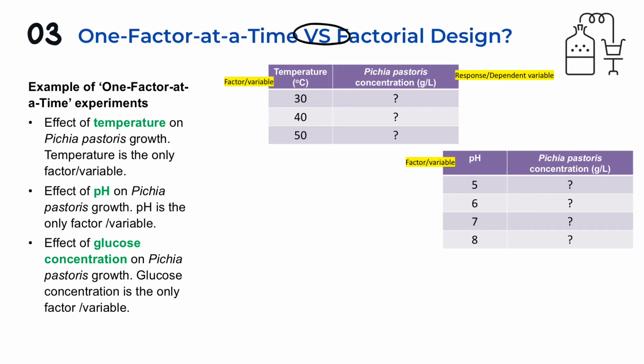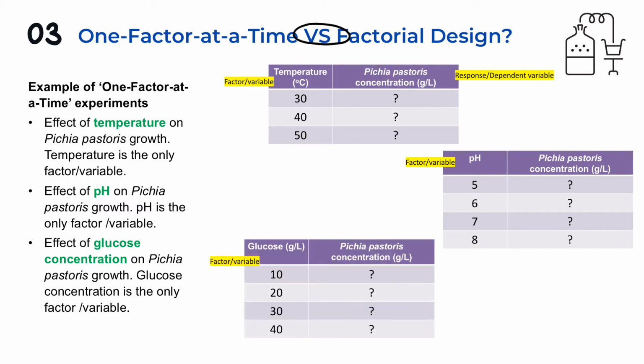The third example deals with the effect of glucose concentration on Pichia pastoris growth. Glucose concentration is the only factor or variable. Here are some examples of the levels of glucose concentration, and we would like to know how much the concentration of Pichia pastoris will be affected by different levels of glucose concentration. So these are examples of one factor at a time approach.